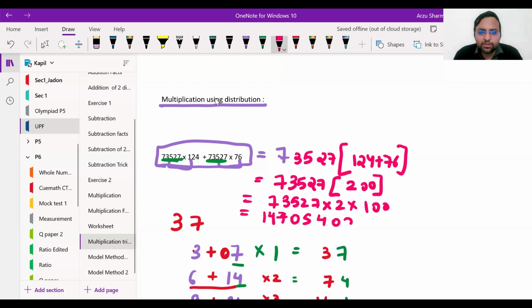Yes, Sujal, your answer is not correct. So this is the final answer. So it's 1 crore 47 lakh 5,400. Yes, guys, did you understand this? Yes, Susan, what happened?